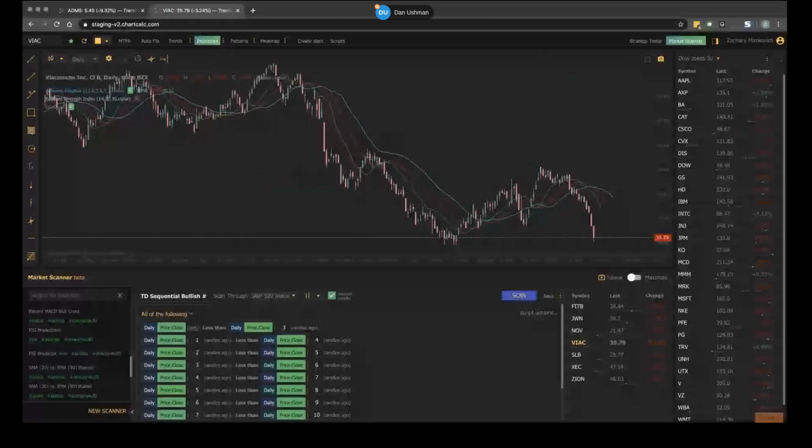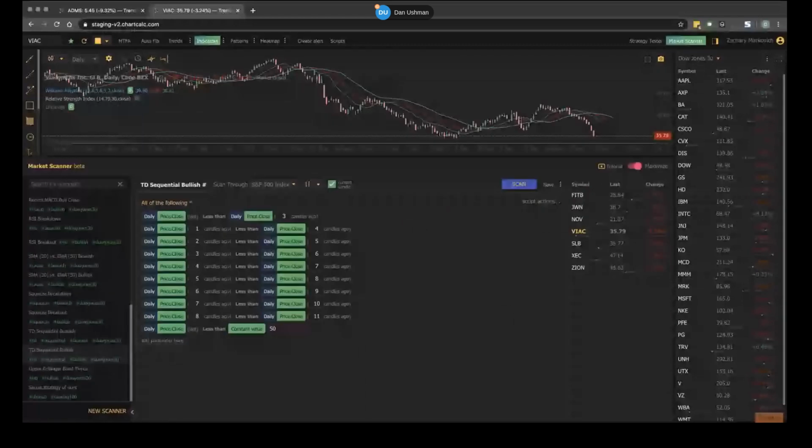So this is an interesting example of where it's pulled back to previous support, and it's a valid TD sequence here, which is a really cool thing that you can do with this scanner. Now, you might say, cool, that's on a daily chart. Lots of scanners can scan the daily chart. Well, this one can scan intraday, and you can combine time frames.